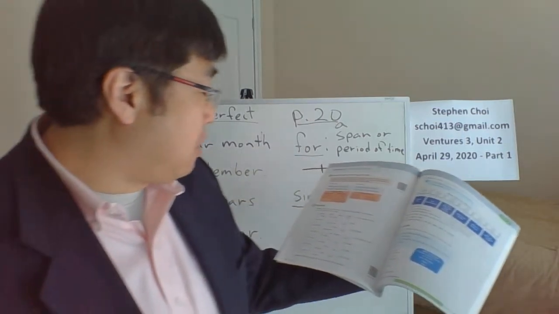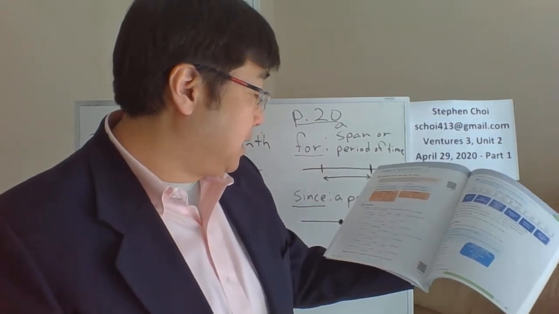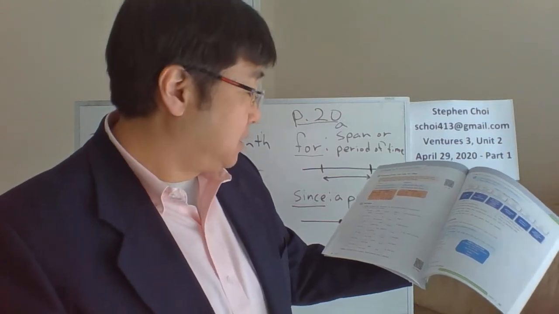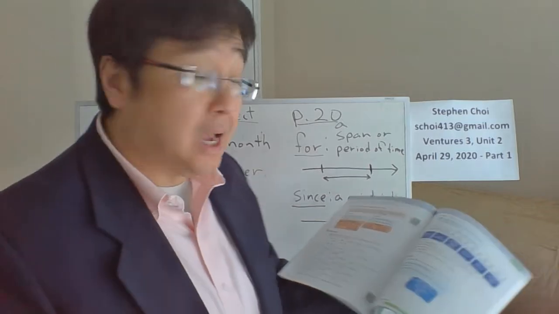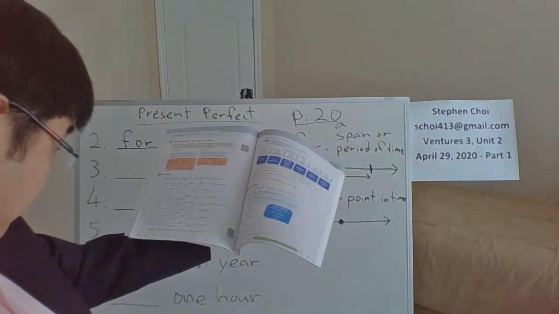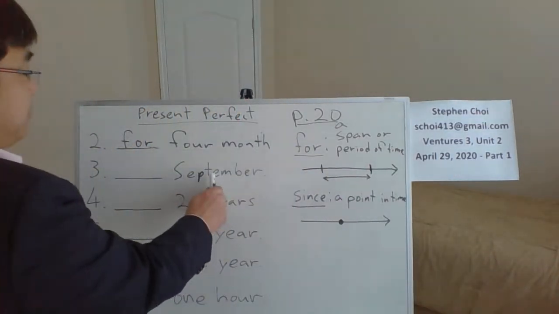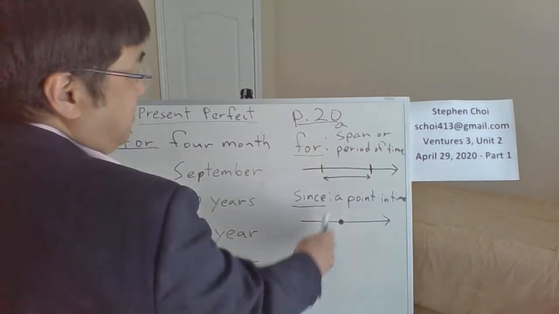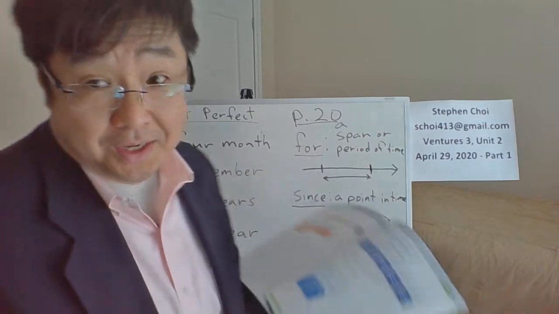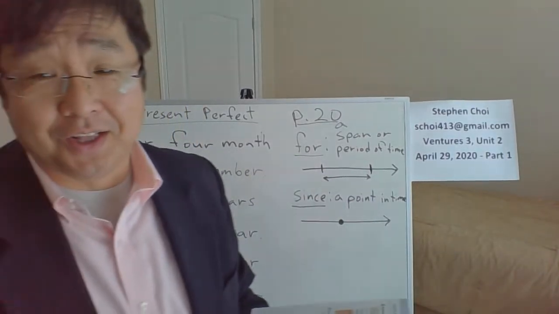So how long has Kayla worked at the library? And the answer is September. Okay, September. Is it a period of time or a point in time? Okay, think about this. This is a little tricky.